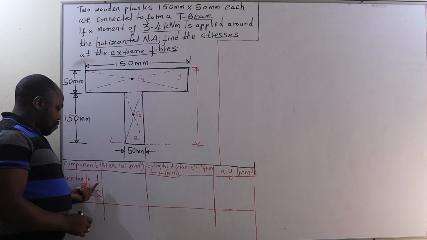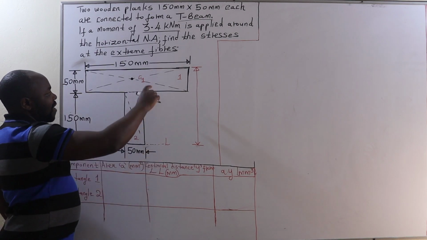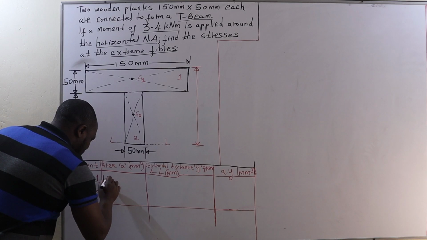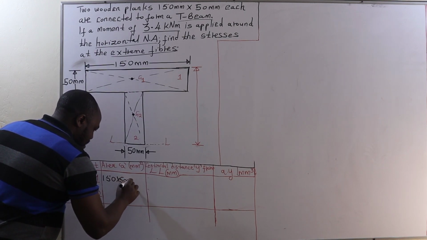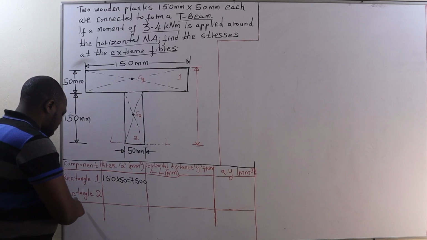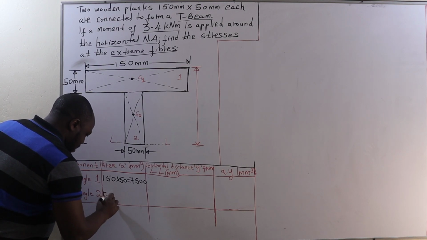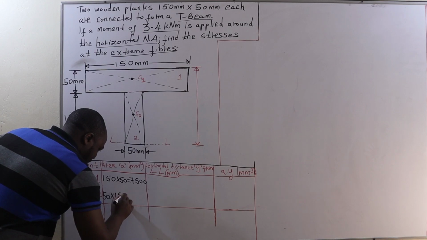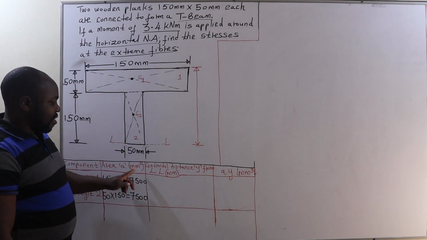Now we have two components here, rectangle 1 as well as rectangle 2. The area of rectangle 1 is going to be the length, 150 millimeters, times a depth of 50 millimeters, which is 7,500 square millimeters. Likewise, the area of rectangle 2 will be the breadth of 50 millimeters multiplied by a depth of 150 millimeters. Therefore 50 times 150 gives us 7,500 square millimeters.